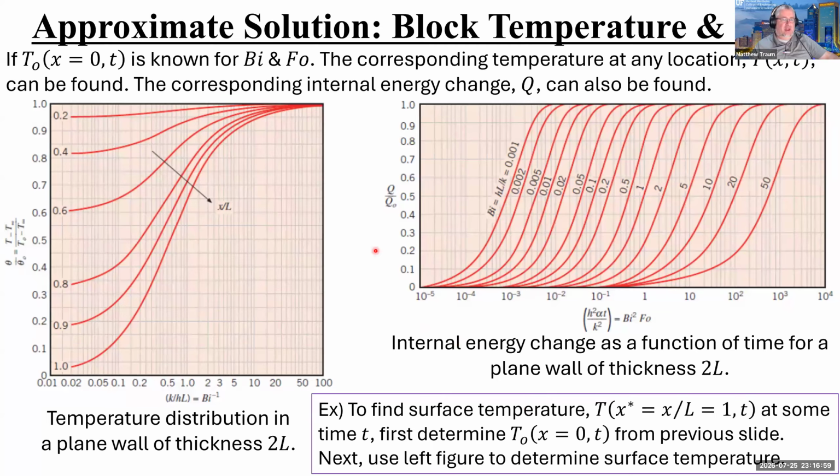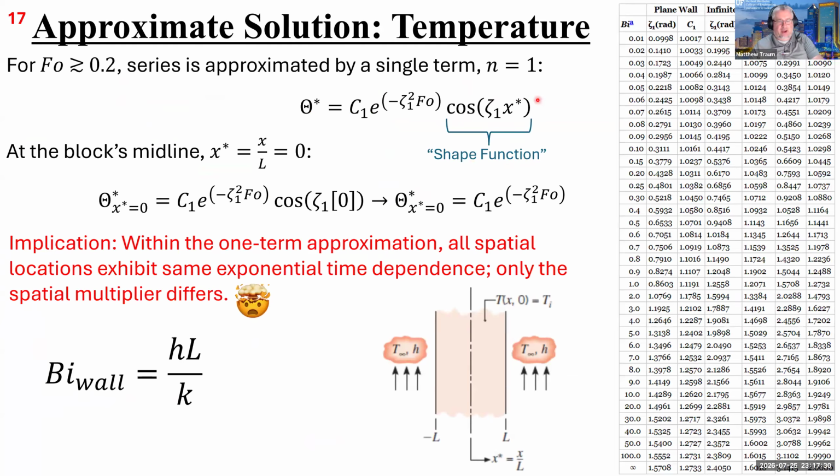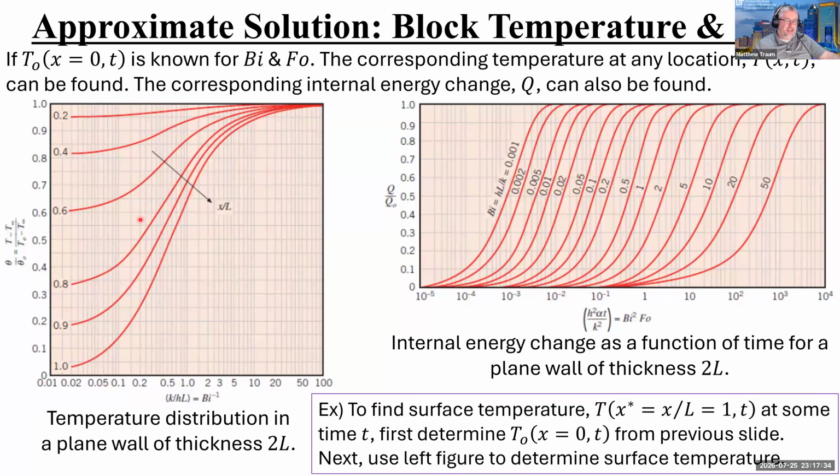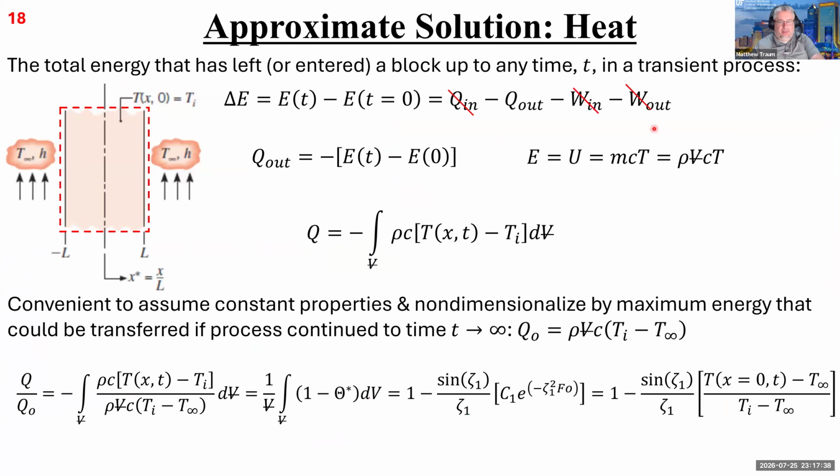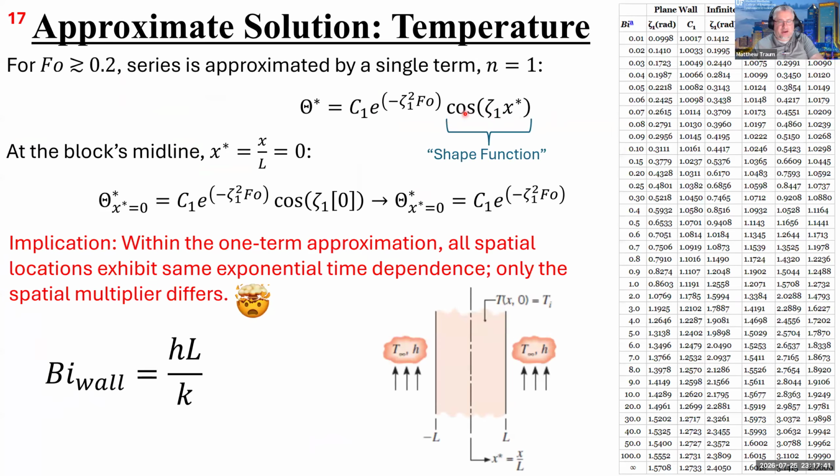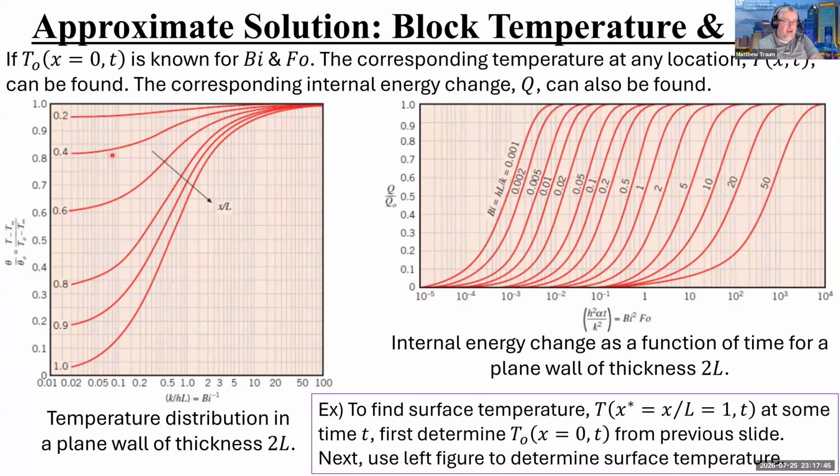Okay, so now how do we get graphically the value for a temperature that's off the midline? Well, if T at x equals 0 and time is known for a Biot number and Fourier number, so we figured that out from here, the corresponding temperature at any location, T of x and time, can be found. Corresponding internal energy Q can also be found. So one way to do it, as I said before, is to just multiply by the shape function. The other way to do it is that these are shape functions. And lo and behold, this is like a cosine. It's the same exact shape as a cosine. It just gets expanded or contracted based on this ratio of x over L.